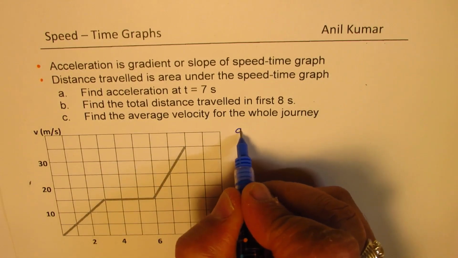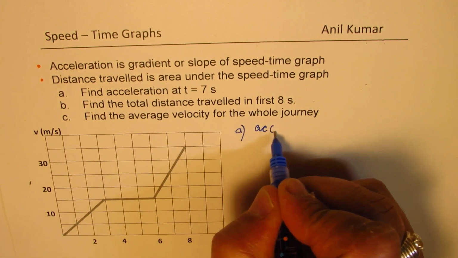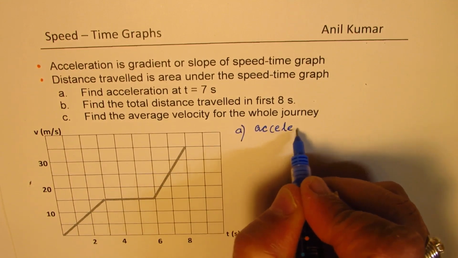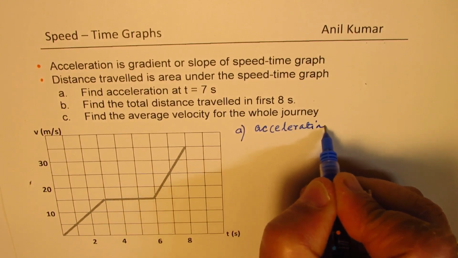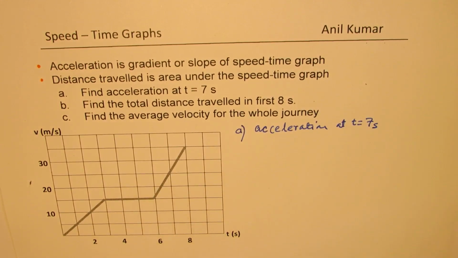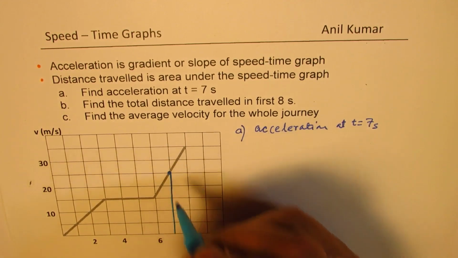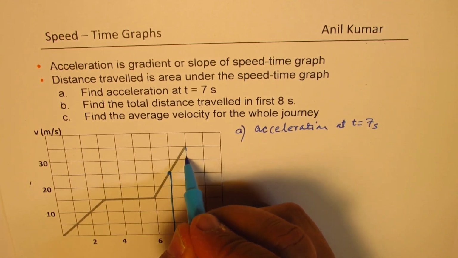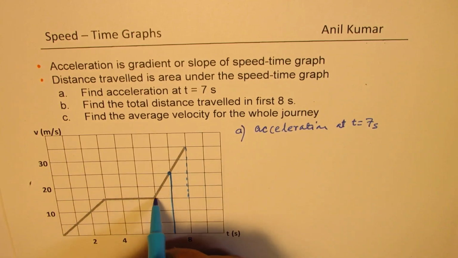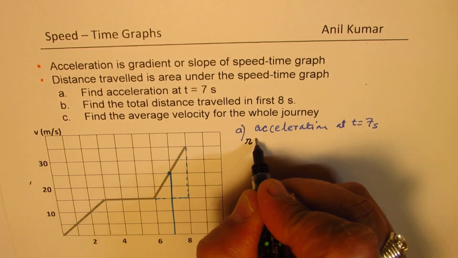So part A is to calculate the acceleration. Acceleration is rate of change, correct? So acceleration at t equals 7 seconds. From the graph, we can see that the point is right there. Now the slope at this point you can find by rise over run, correct? So acceleration basically is rate of change.